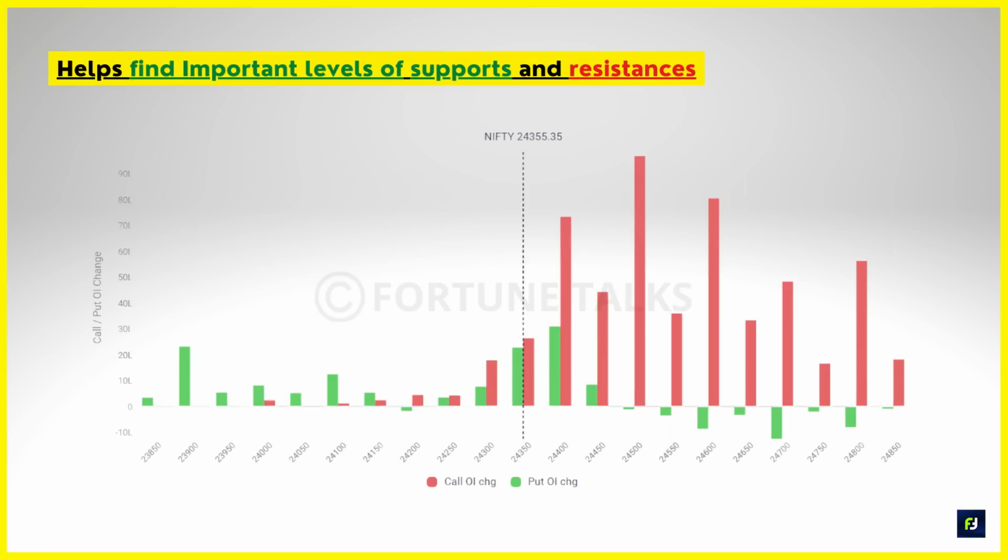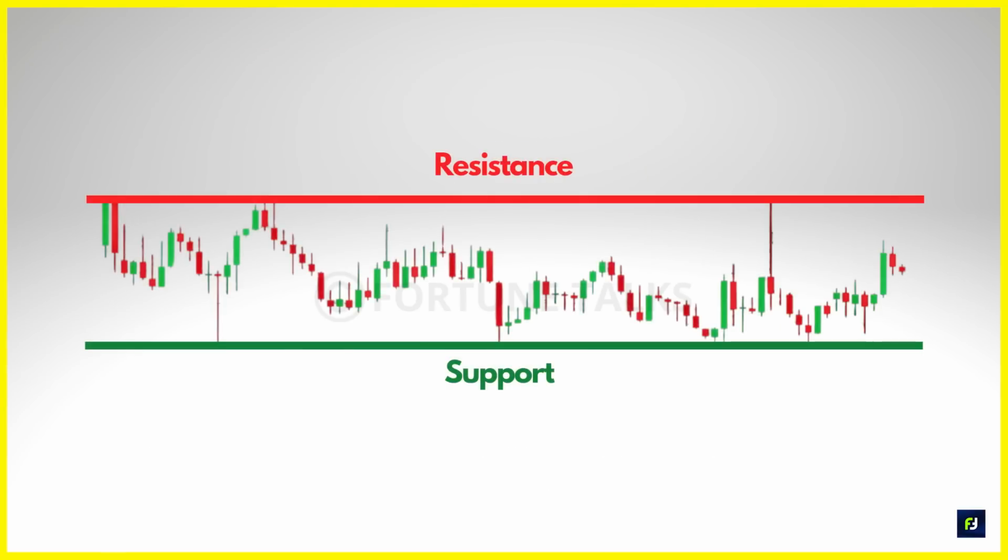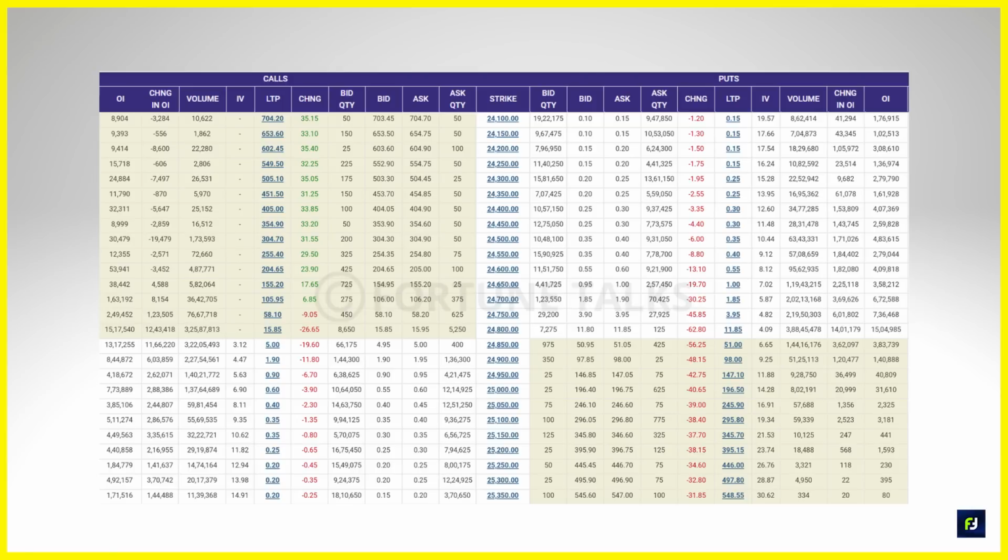First of all, you can make use of an option chain to identify key areas of support and resistances. See, support and resistances are not always about marking lines on the chart. It does not need to be visual always. Sometimes analyzing numbers is more than enough.